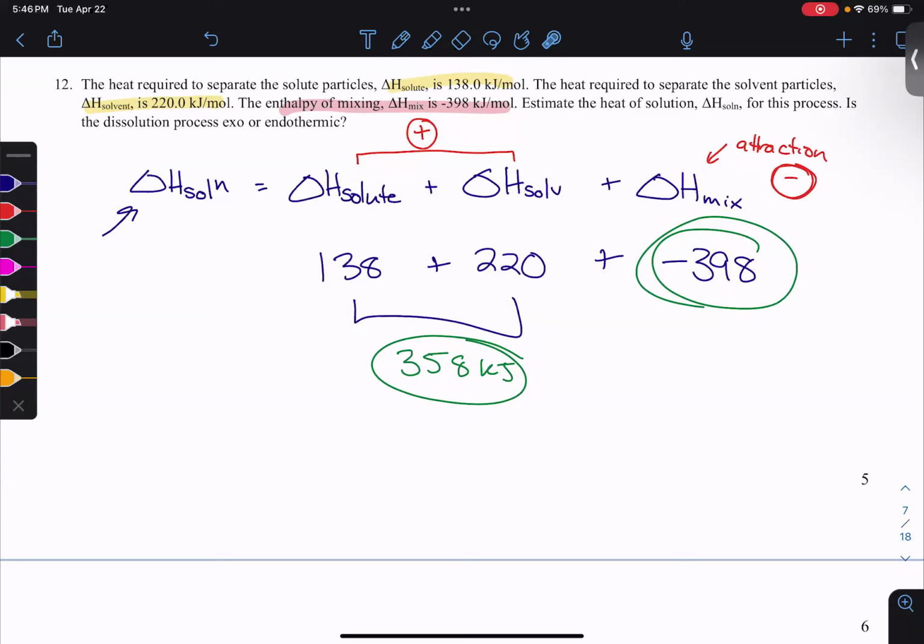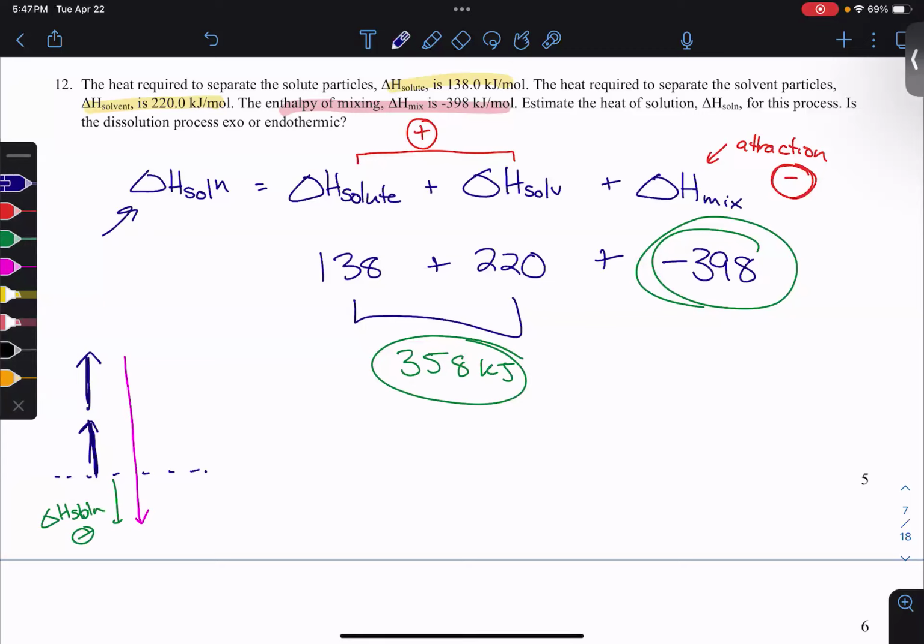Versus if your solution makes weaker bonds, then this number is going to be a lot smaller. Your delta H of solution is going to be a positive number. And so we can look at the magnitudes of the arrows. Like in the book, they talk about, okay, here's your solute, here's your solvent. If your delta H of mixing is strong, it looks like this. So that means your delta H of solution is negative.